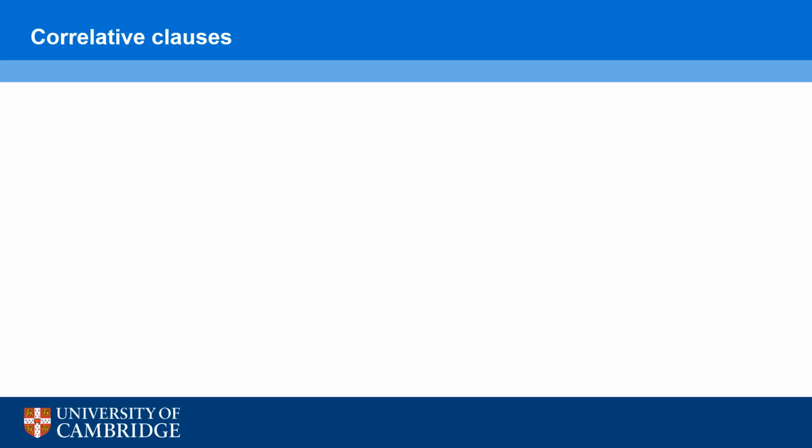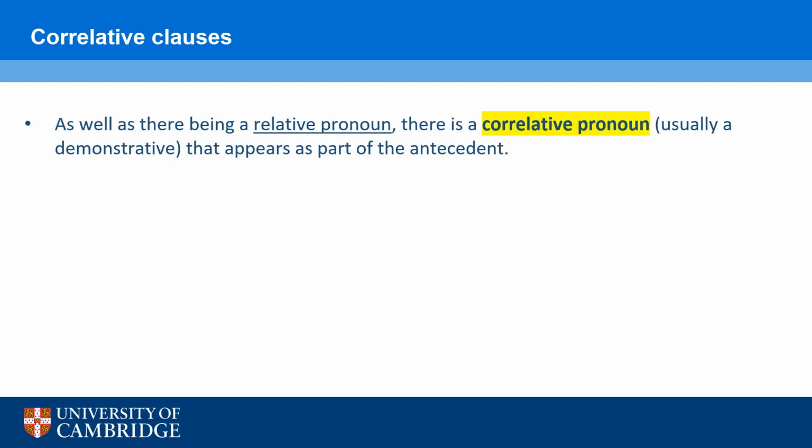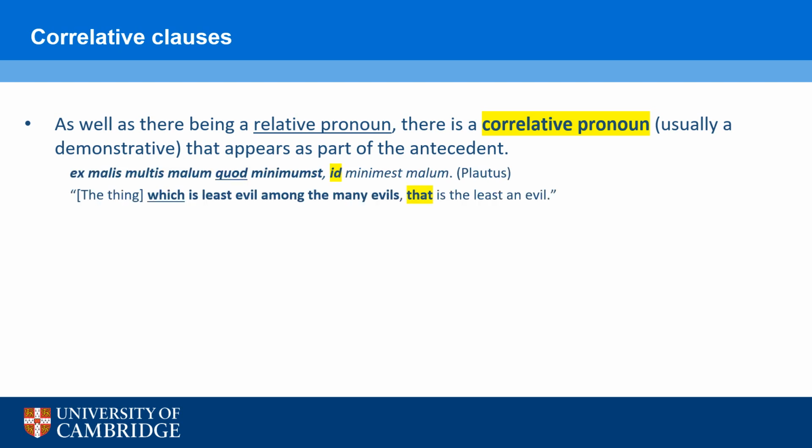So far, we've focused on the form of the relative pronoun. Correlatives are characterized by their use of a corresponding second pronoun, called, you guessed it, the correlative pronoun. The correlative pronoun doesn't have a special form, it's usually just a plain demonstrative or personal pronoun, as in the following example, for which we have Plautus to thank. Ex malis multis malum quod minimumst, id minim est malum. In this example, we see the relative pronoun, now familiar to us, quod, but we also see a correlative pronoun, id, which is a demonstrative.